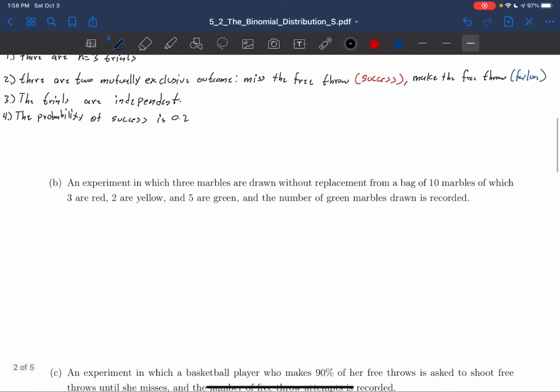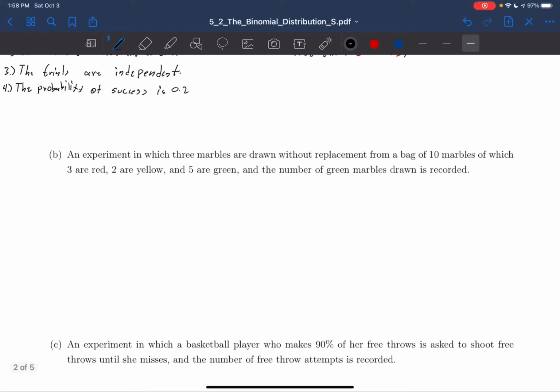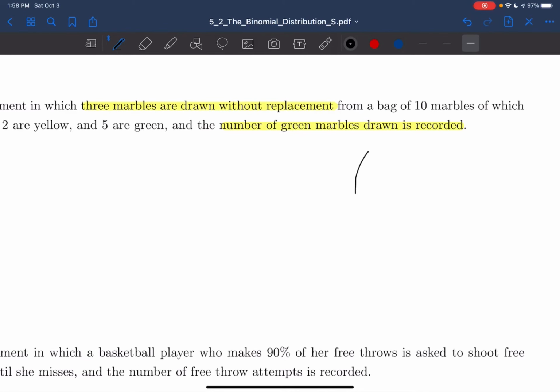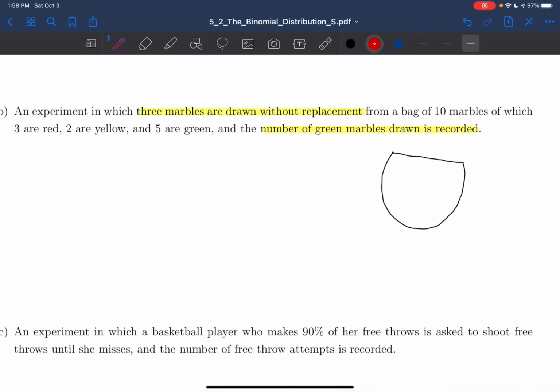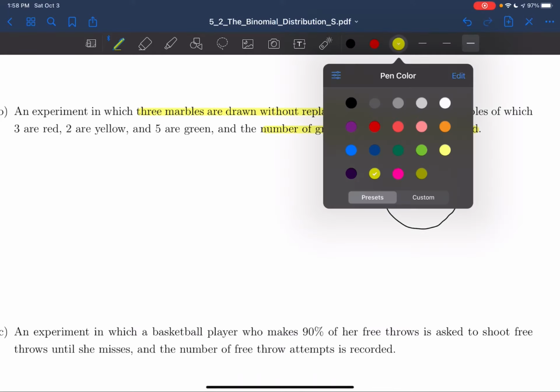Let's consider the next experiment. An experiment in which 3 marbles are drawn without replacement from a bag of 10 marbles, of which 3 are red, 2 are yellow, and 5 are green, and the number of green marbles drawn is recorded. So here, let's just draw a quick diagram. Here we have a bag, and we have 3 red marbles, 2 yellows, and 5 green.